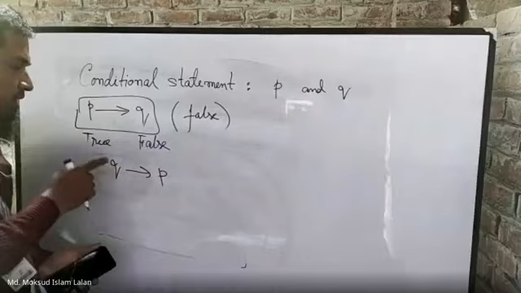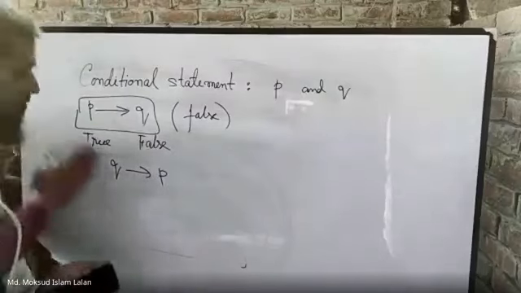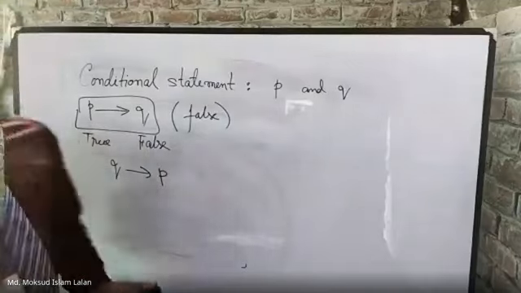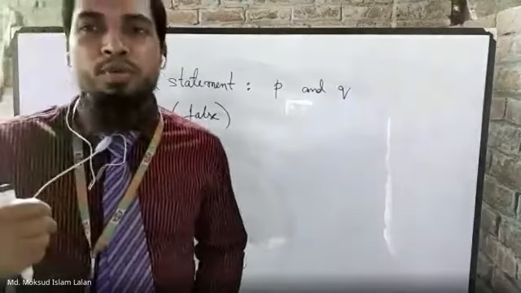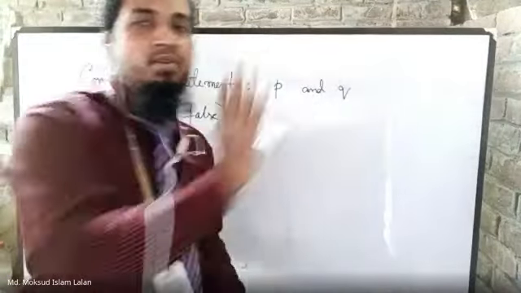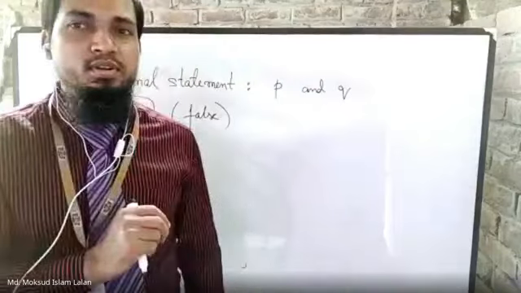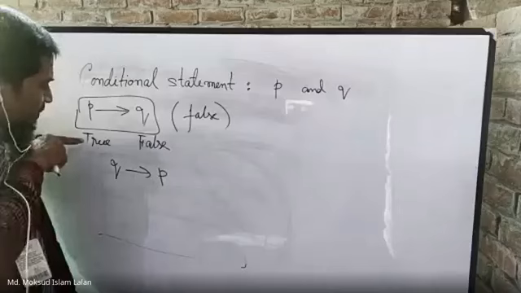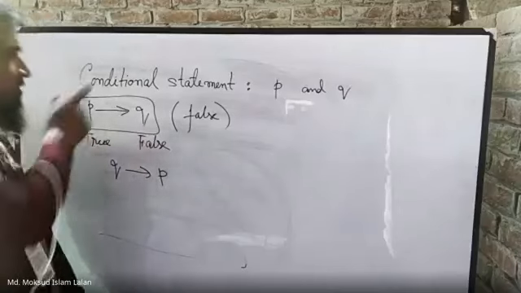Here Q is true and P is false, right? I mean, as for example, you are moving from true to false, then the result is false. Do you understand? You are moving from true to false, so that's why its conditional statement is false, right?